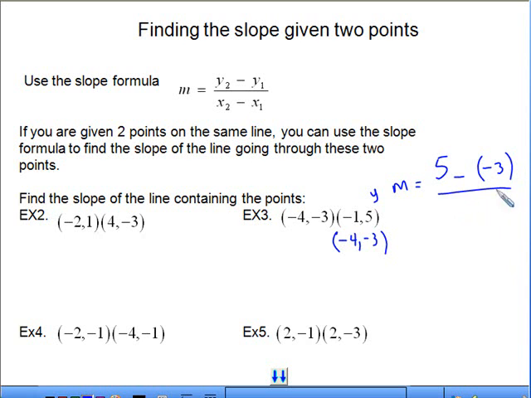Now take the top, negative 1, minus, what's the bottom? Negative 4. To simplify, we know that these minus signs next to each other become positives. So m is going to equal 5 plus 3, 8, over negative 1 plus 4, 3. So m is 8 over 3.